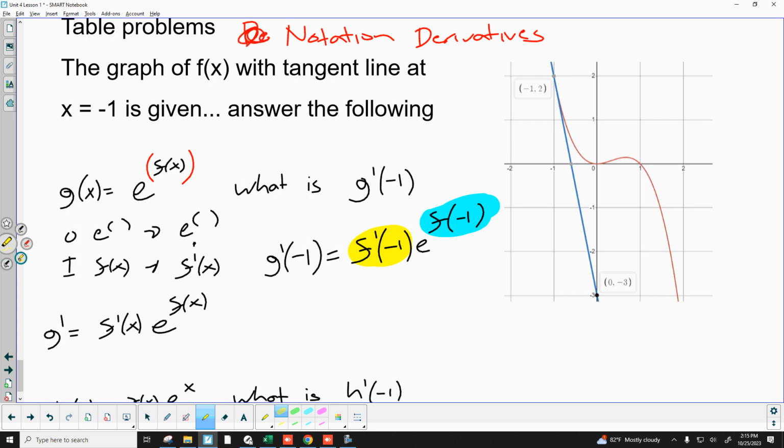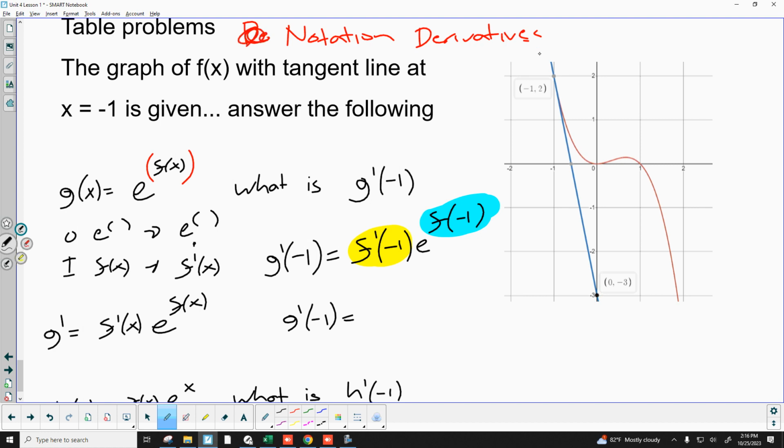You have the right idea. Or just rise over run. How do you know it's that line? Well, it's told that this is the tangent line to f at negative 1. So that's the tangent line, and that's the graph of f. So, you are correct.